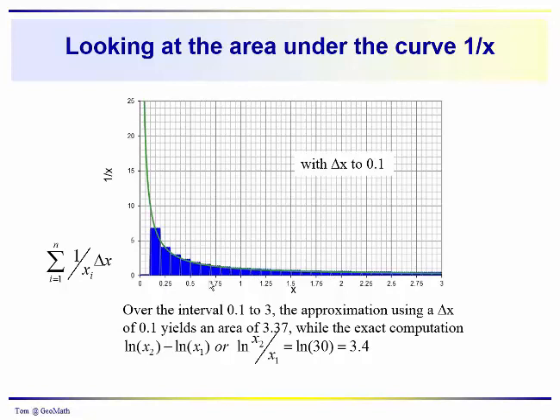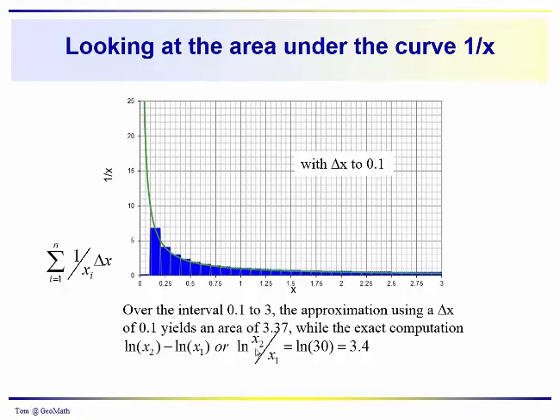It's a lot of work, but if we do this over the integral, so this would be a definite integral over the range 0.1 to 3, the approximation using a delta x of 0.1 yields an area of 3.37. The exact computation, the result, the natural log of x, gives us the log of x2 minus the log of x1. Remember, it's a definite integral. We're evaluating it at the limits.